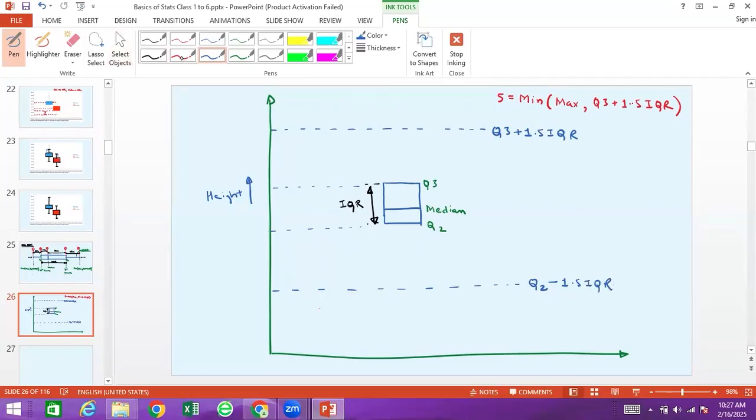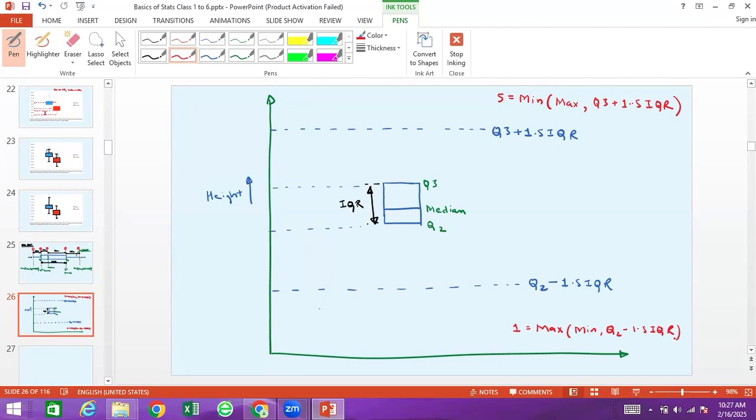Because what is our first point? Our first point is the maximum value. It means the bigger value: the bigger of either the minimum value or Q2 minus 1.5 times IQR.